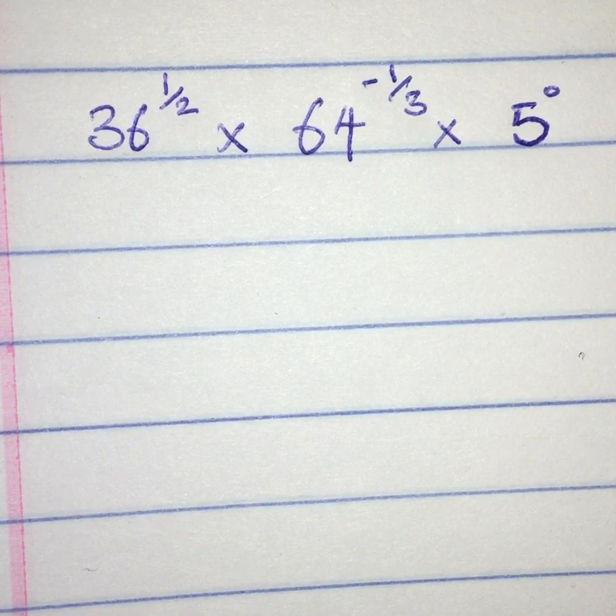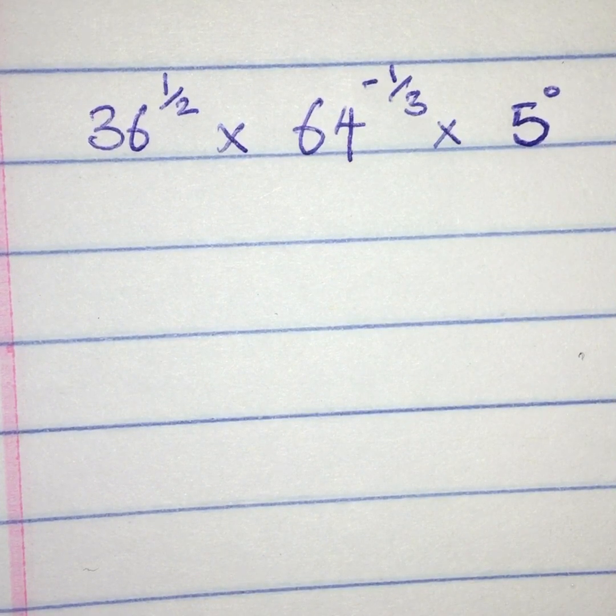Alright, today we'll be looking at a relatively beautiful question. That's for those who love maths, of course, a beautiful question. Now, this question reads: 36 raised to power 1 over 2 times 64 raised to minus 1 over 3. That's the negative of cube root. Then we'll have times 5 raised to power 0.